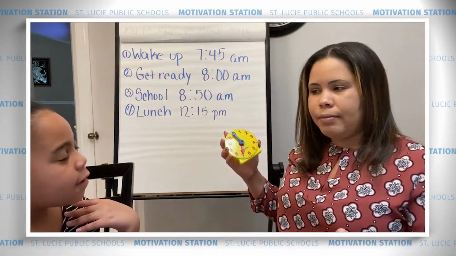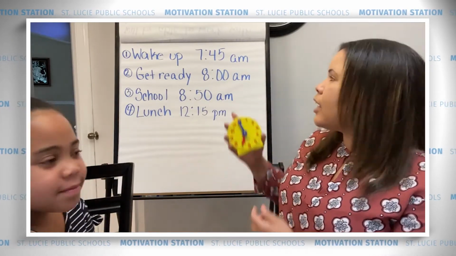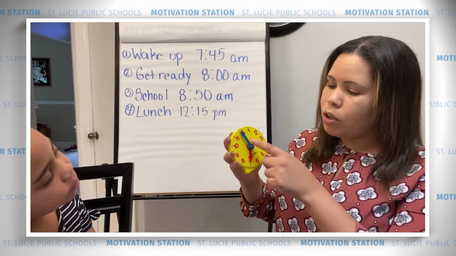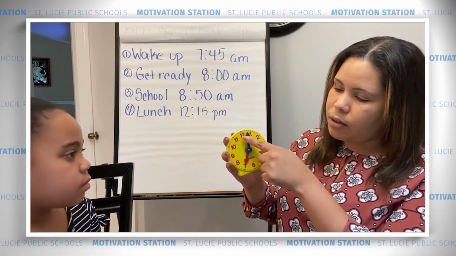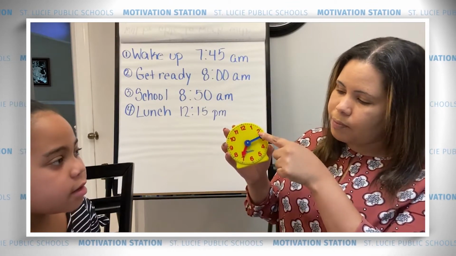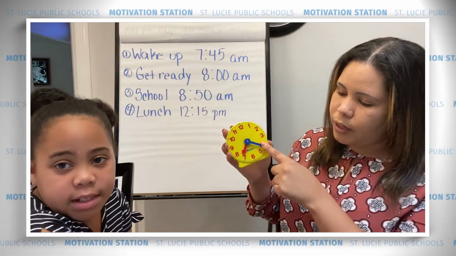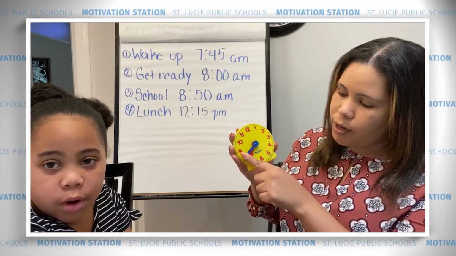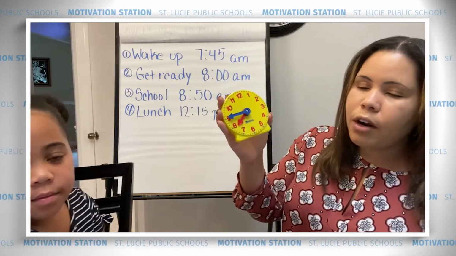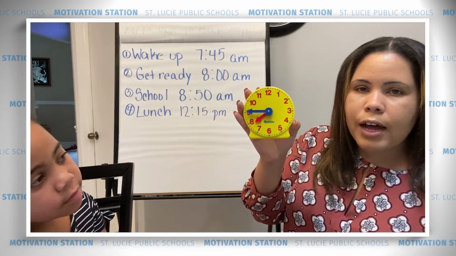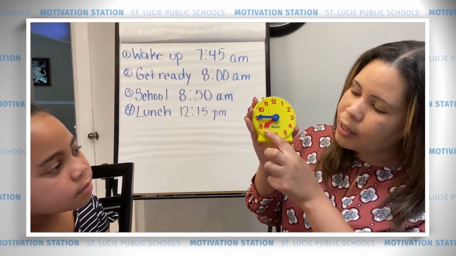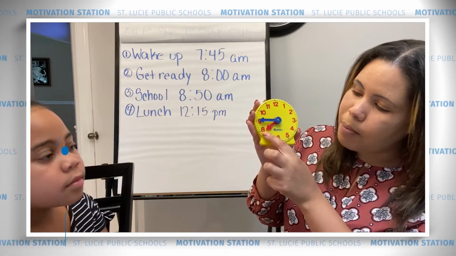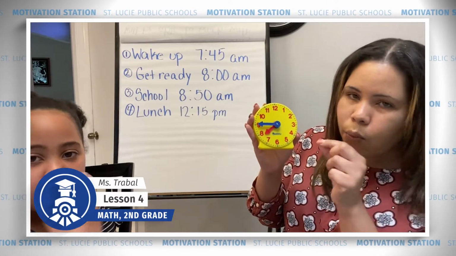What can we count by? 5. We can count by 5s until we get to 45. So we're gonna say 5, 10, 15, 20, 25, 30, 35, 40, 45, and we are now at 7:45. Notice our hour hand is after the 7, but it's close to the 8, but not quite yet 8.